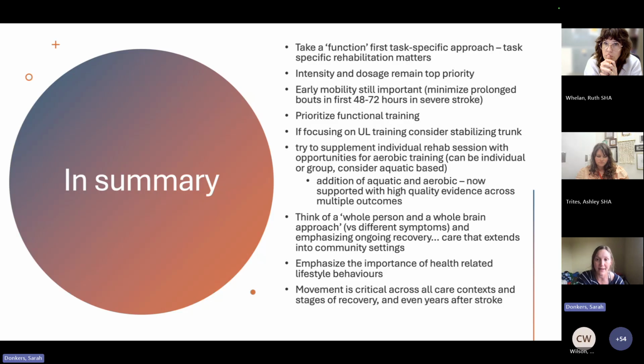If you're focusing on the upper limb, don't forget about that trunk. And I know there's many OTs out there laughing at me where they're like, oh, how could I forget about the trunk? But we now have evidence to show how important it is on the upper limb outcomes.